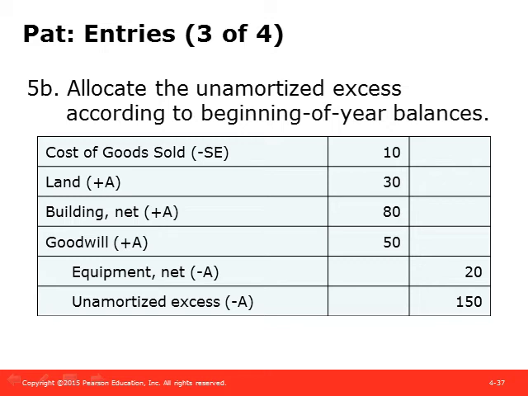We then allocate the unamortized excess according to the beginning of the year balances. And if you recall, we calculated these earlier on, and this just gives us the journal entry we make to record those beginning of the year balances that were calculated in our previous slide. So they go as debits to cost of goods sold, to land, to building, and to goodwill, with the credit offset going to equipment and unamortized excess.